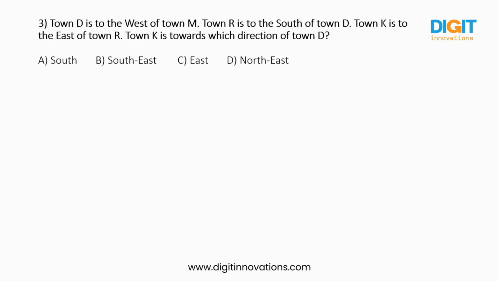So first, town D is to the west of town M. Now first we have to arrange M. For west of M, D was placed. So this would be north for M, this would be south, this would be east, and this would be west. So D is west of M. That means here D is placed.